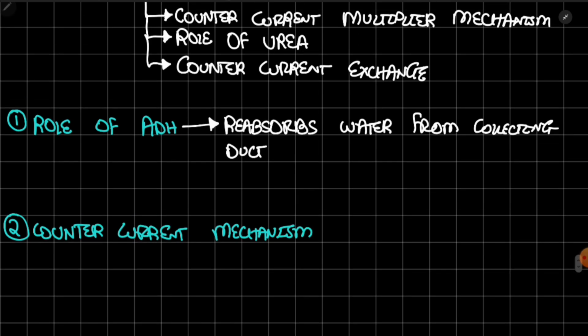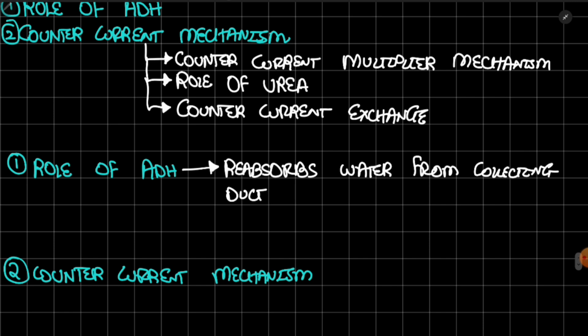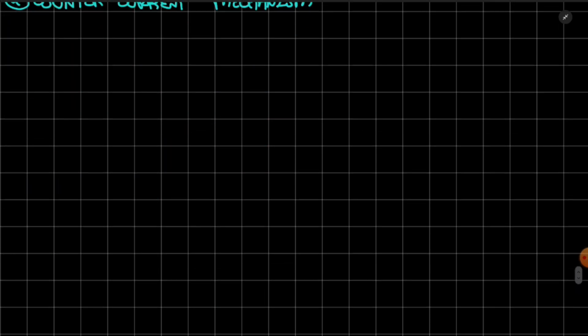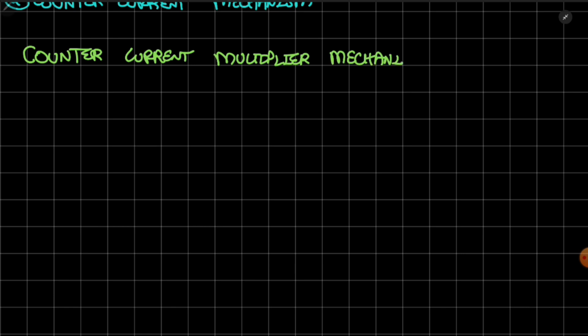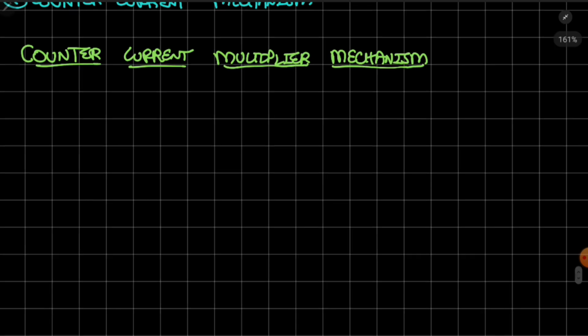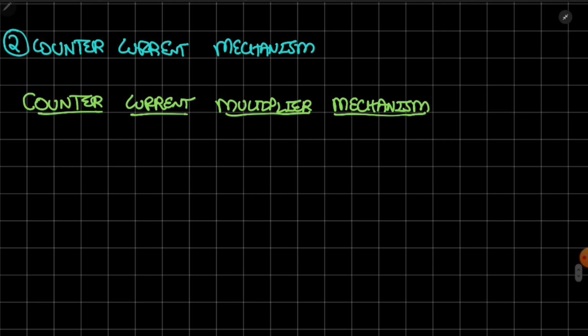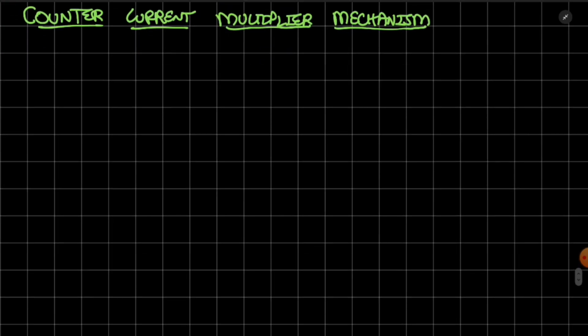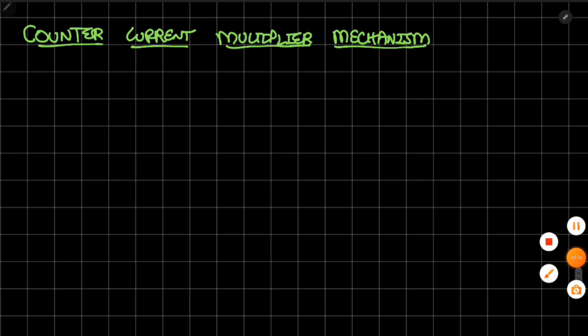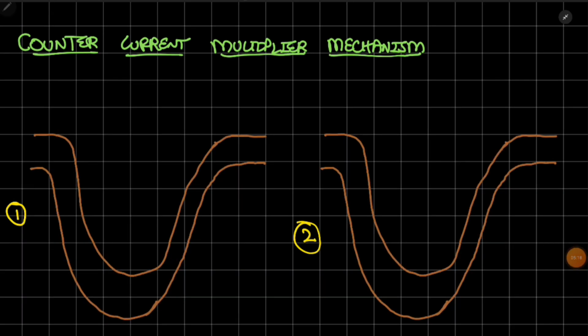The first mechanism in the counter current mechanism is the counter current multiplier mechanism. What is this mechanism? This is the most important mechanism in the counter current mechanism. Let me draw a bit of a diagram and come back in a few seconds. Now I have drawn this diagram.